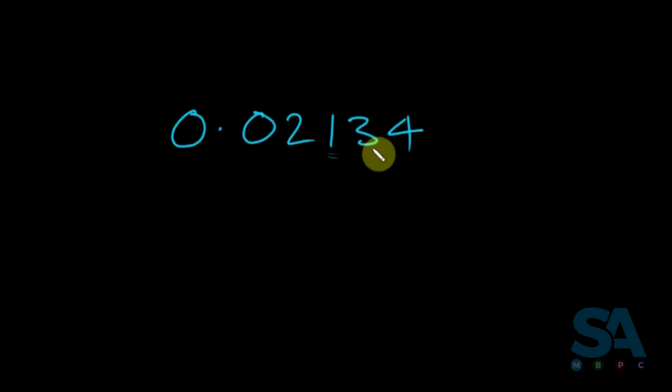The decider is 3, which is 4 or less. Therefore, this 1 is going to stay the same. So if we rewrite this number out to 3 decimal places, we get 0.021.